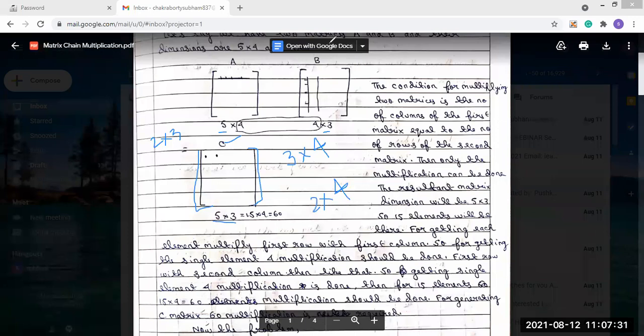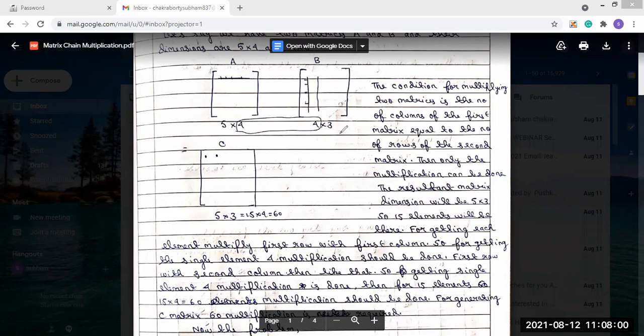But here, the example we have taken has dimension 5 into 3, so our resultant matrix dimension becomes 5 into 3. That means what number of elements should be present in this resultant matrix 5 into 3? A total of 15 elements should be present in this matrix.